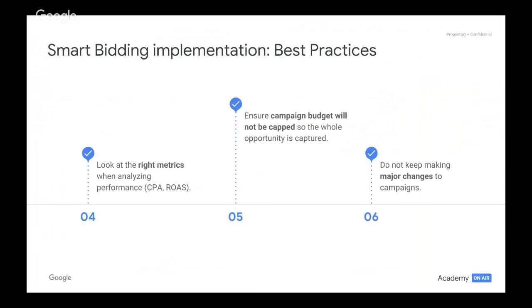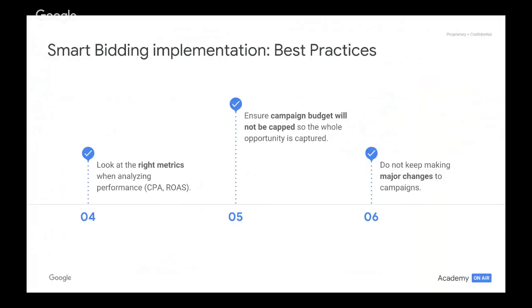Another very important thing to take into account here is looking at the right metrics when we're assessing the bid strategy. So if that's ROAS, looking at conversion value and the ROAS column, or if it's Target CPA bidding, looking at conversions and the actual cost per acquisition.